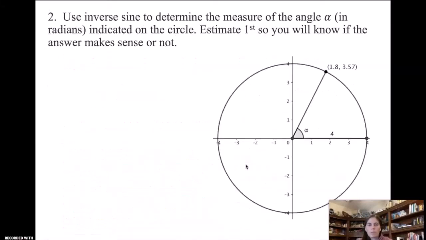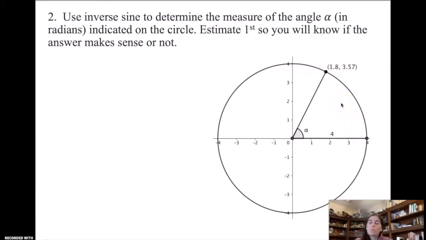Number 2 is actually going to be pretty straightforward. So let's talk about that one real quick. This says use inverse sine to determine the measure of the angle alpha in radians indicated on the circle. First, I want you to estimate what you think the angle will be. We know that up here, that angle is about 1.57 radians. So it looks like it's going to be less than that, obviously. So maybe 1.1 radians is an estimate.